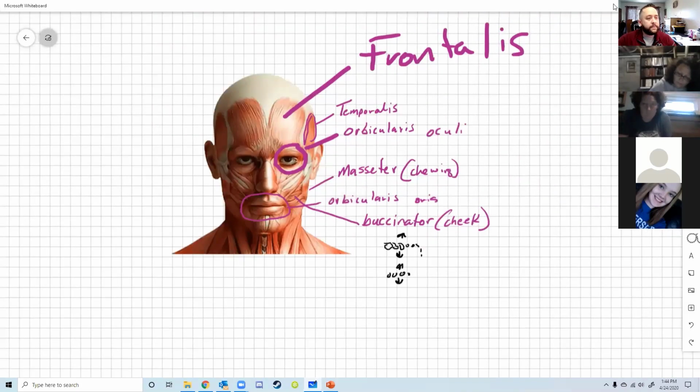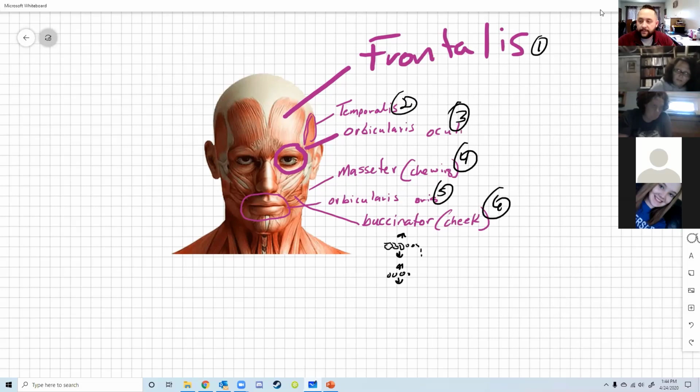So that is 1, 2, 3, 4, 5, 6 muscles in the face. The 7th one was this sternocleidomastoid.